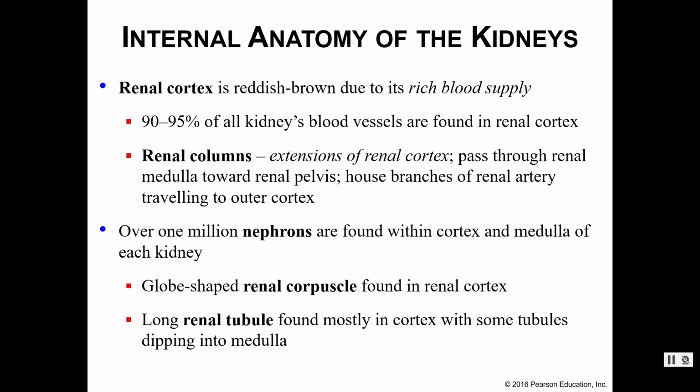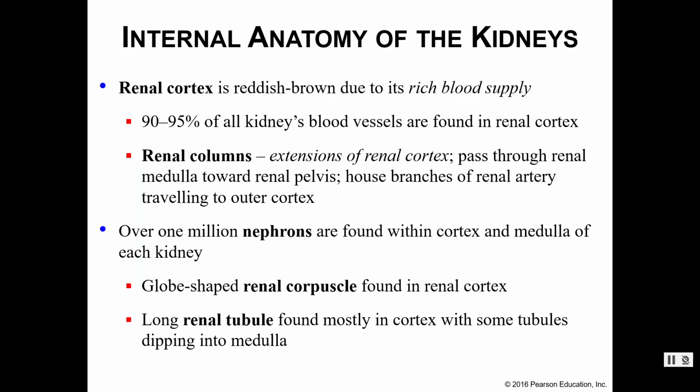Now, you will also see an additional structure called renal columns. These are actually just extensions of the renal cortex. They pass through the medulla and poke inwards towards the renal pelvis. This is where you find the branches of the renal artery.